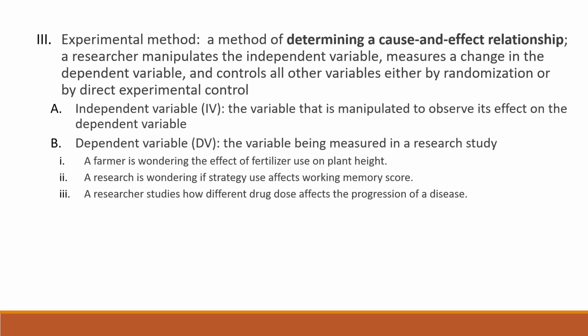Similarly, if a researcher is wondering about strategy use on working memory, we can assign a participant to one of two strategy conditions, making it the independent variable. Because working memory is the outcome and hypothesized to be dependent on the strategy, it is the dependent variable. Lastly, if a researcher is interested in how different drug doses affect the progression of a disease, we can have different types of drugs, which is the independent variable, and then measure disease progression, the dependent variable.